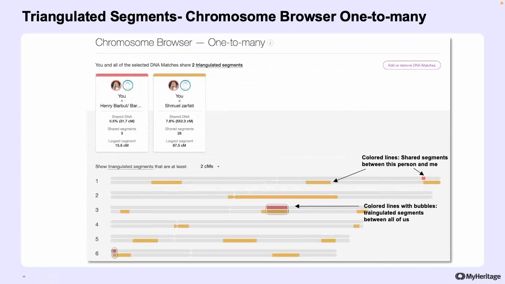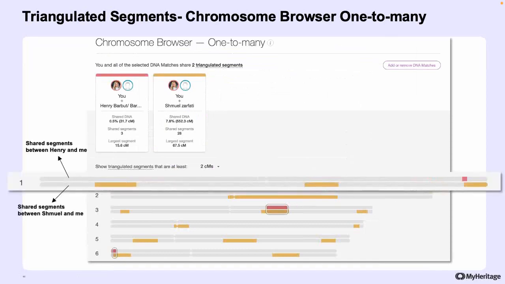So the red ones are the shared segments of me and Henry. The orange ones are the shared segments of me and Shmuel. When you see the colored lines with bubbles, these are the triangulated segments. It means that these are shared segments of me, Shmuel, and Henry, the party of 3.